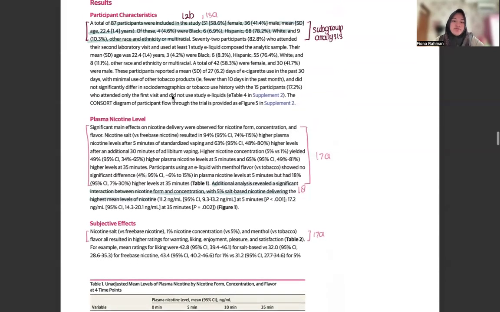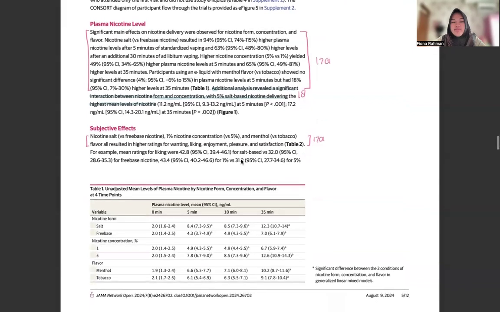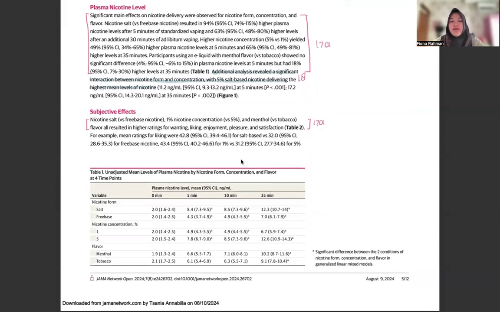Okay, next, we will move to the plasma nicotine level. In this section of the paragraph, I find the primary and secondary outcome, and also the result of the additional analysis. The result of the analysis reveals a significant interaction between nicotine form and concentration, with 5% salt-based nicotine delivering the highest mean level of nicotine. And we will move to the subjective effect section.